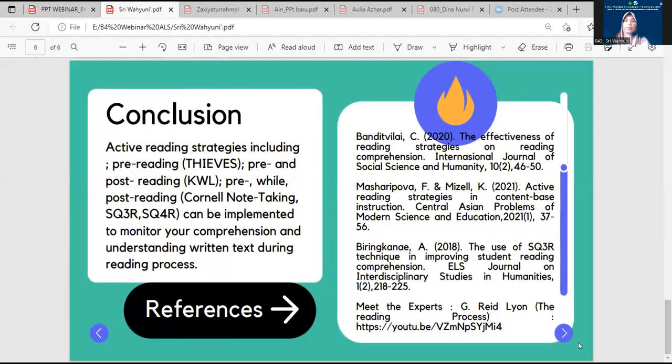So the conclusion of my presentation today is that active reading strategies, including pre-reading, that is the deep reading strategy, pre- and post-reading KWL, pre-, while-, and post-reading Cornell note taking, SQ3R, and SQ4R reading strategy, can be implemented to monitor reading comprehension and understand written text during the reading process.